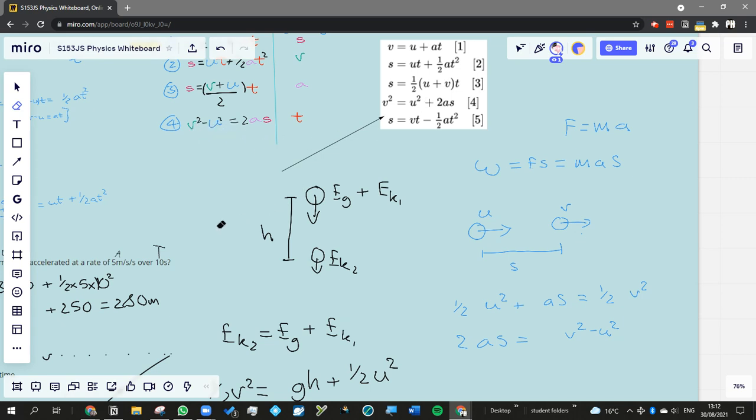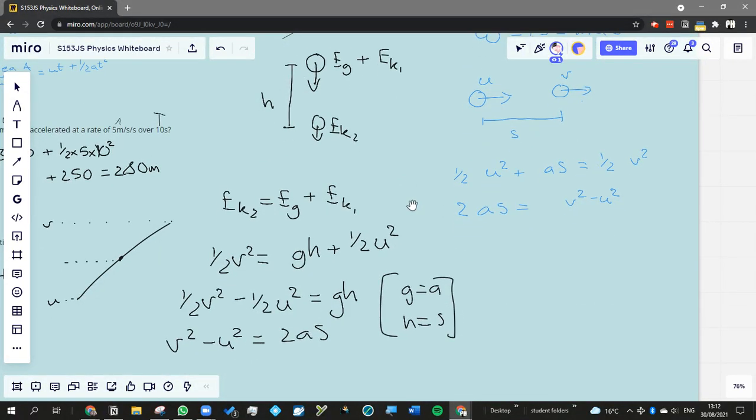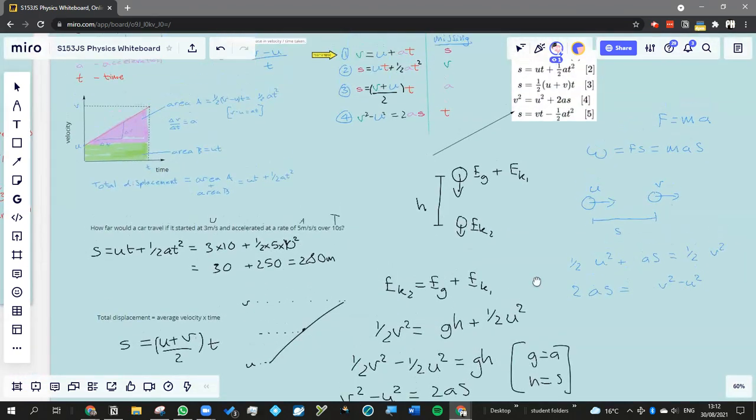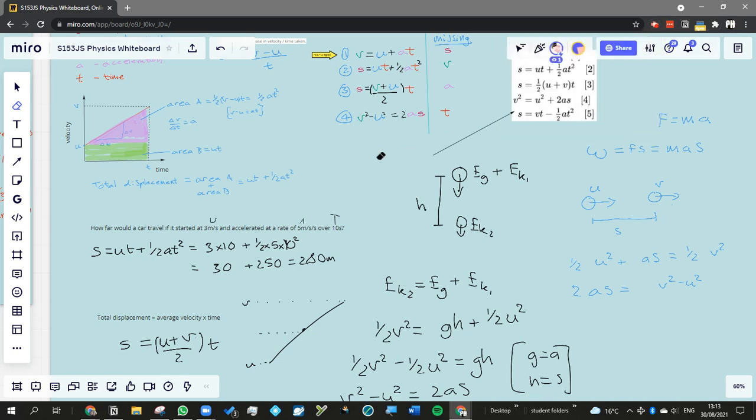It's slightly rearranged. We did it in terms of gravitational and kinetic energy, but it's pretty much the same thing. Then it's just a matter of applying these equations to specific situations. I'm just going to look at the time. We've got about a minute and a half left.